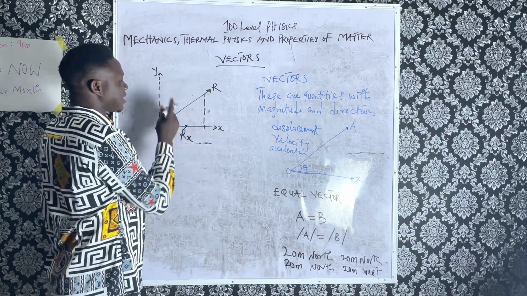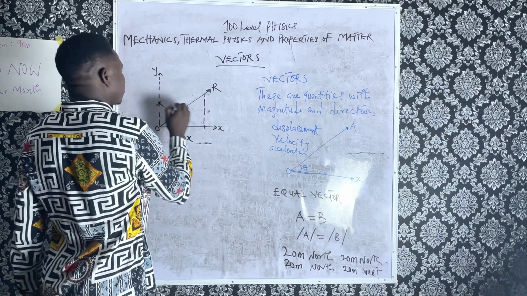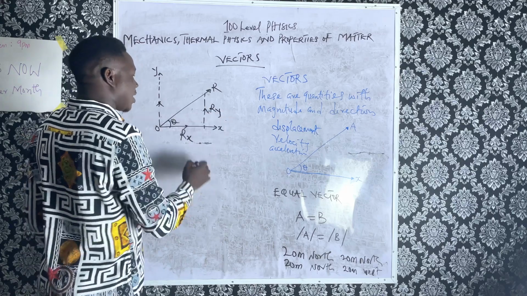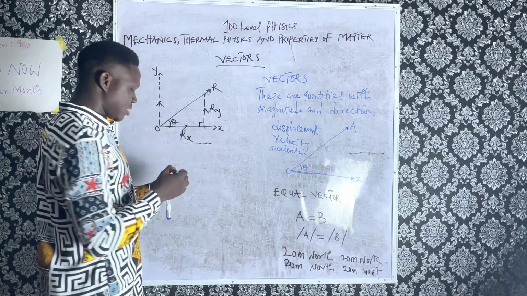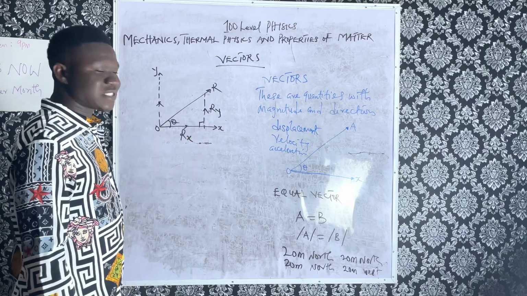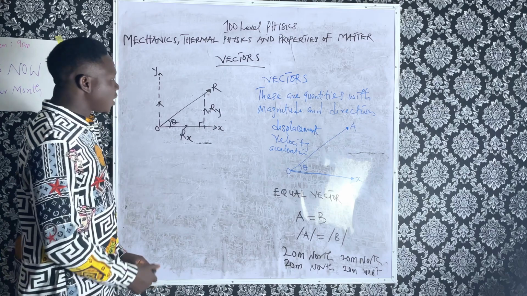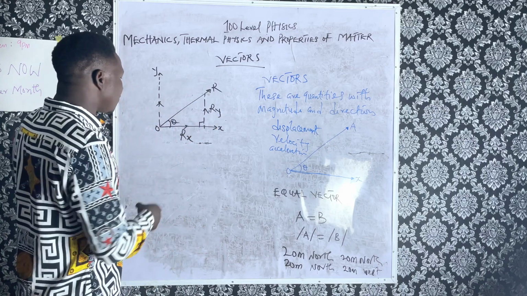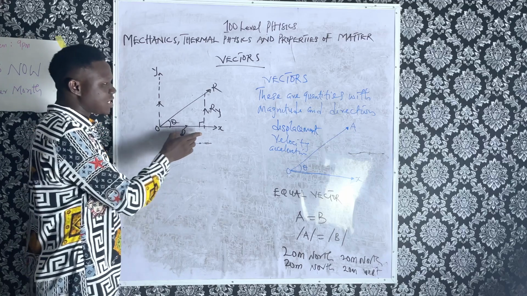And this is a vertical line. This is parallel to this line. So this is Ry. This line is perpendicular to this horizontal, so this is angle 90. Now, we can actually use sine and cosine to resolve and get Rx and Ry.